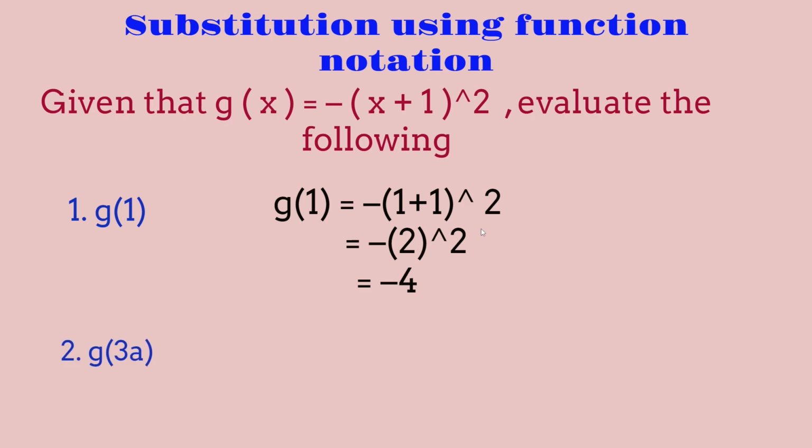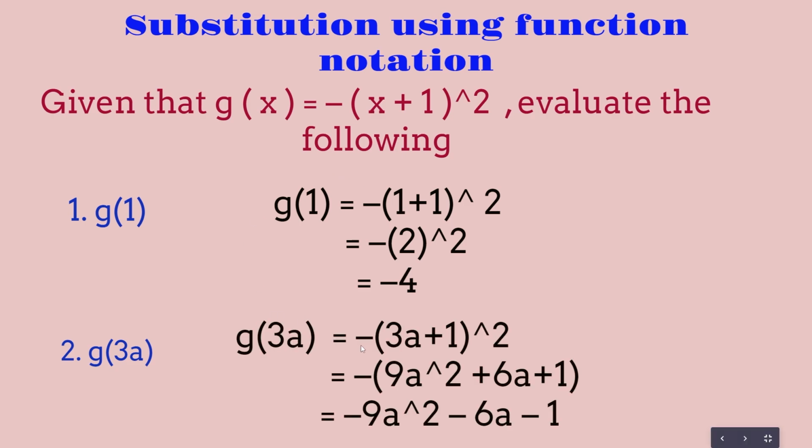For the second one, we have g of 3a. This time, instead of replacing x with 1, we're going to replace it with 3a. Let's go step by step. g of 3a is equal to minus, and then we replace x with 3a, plus 1, squared again. If we simplify inside the brackets and square everything, we have minus (9a squared plus 6a plus 1). Then if we distribute this negative to all of them, we get our final answer as minus 9a squared minus 6a minus 1. And that is the final answer for this second part of the question.